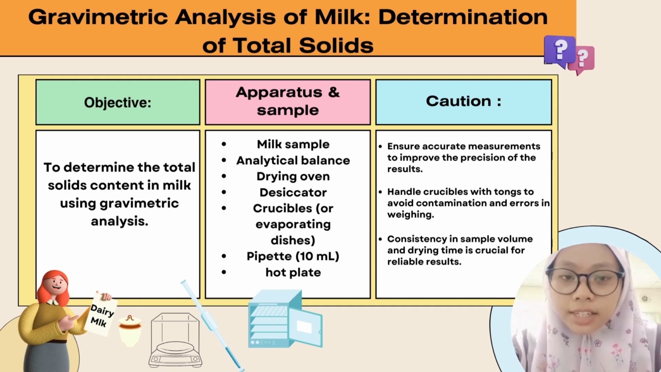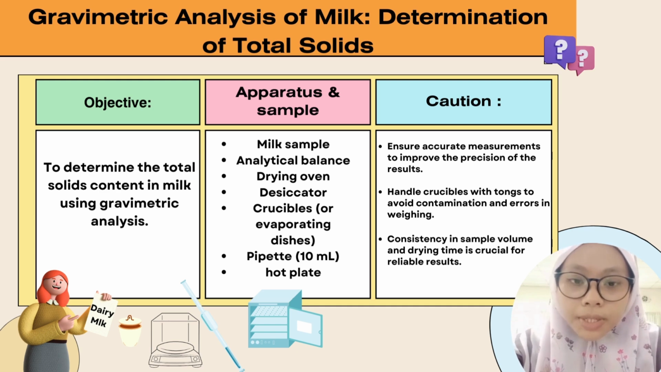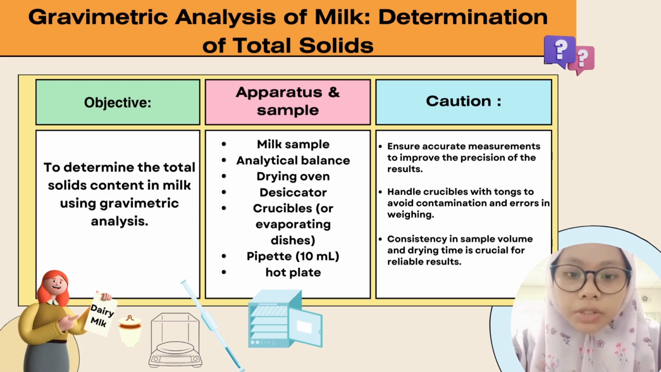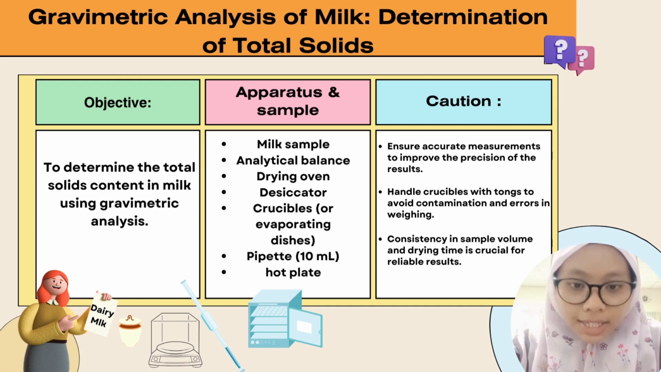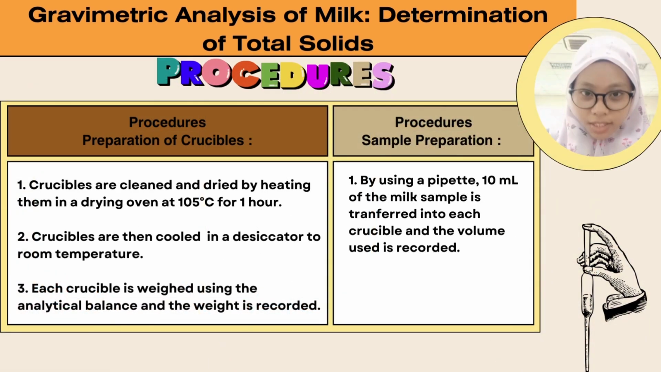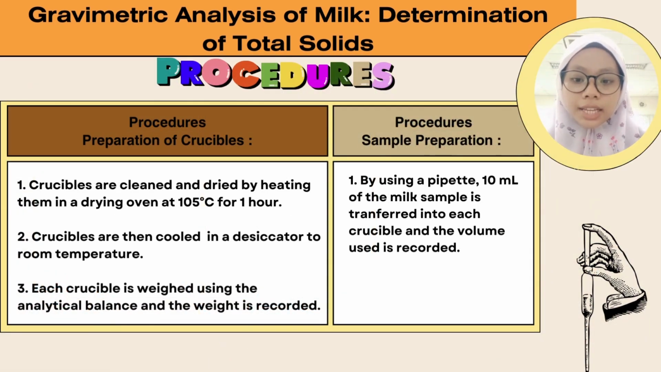Before conducting the experiment, please be cautioned that we have to ensure accurate measurement to improve the precision of the results, handle the crucible with tongs to avoid contamination and errors in weighing, and consistency in sample volume and drying time is crucial for reliable results. What are the procedures? First, the preparation of crucibles. Crucibles are cleaned and dried by heating them in a drying oven at 105 Celsius for 1 hour. Next, crucibles are cooled in a desiccator to room temperature, and each crucible is weighed using the analytical balance and the weight is recorded.